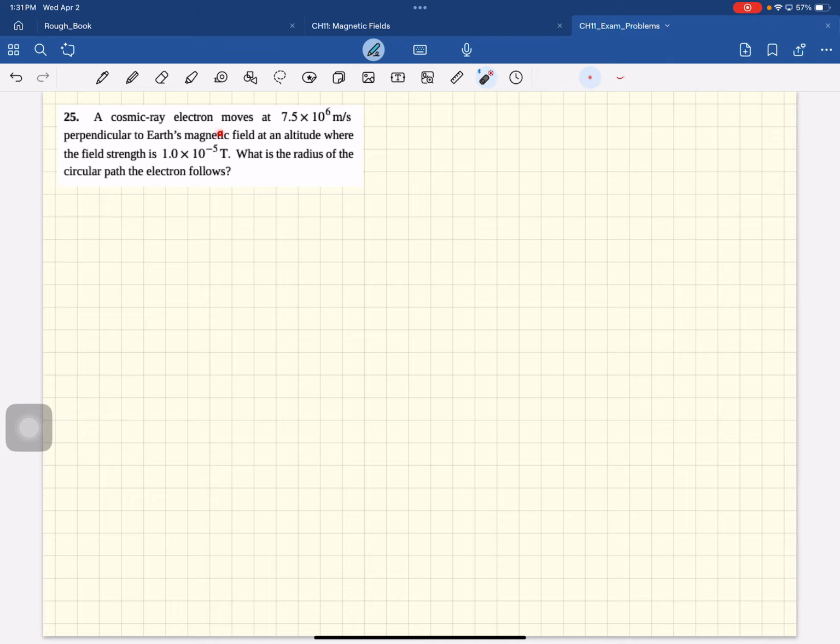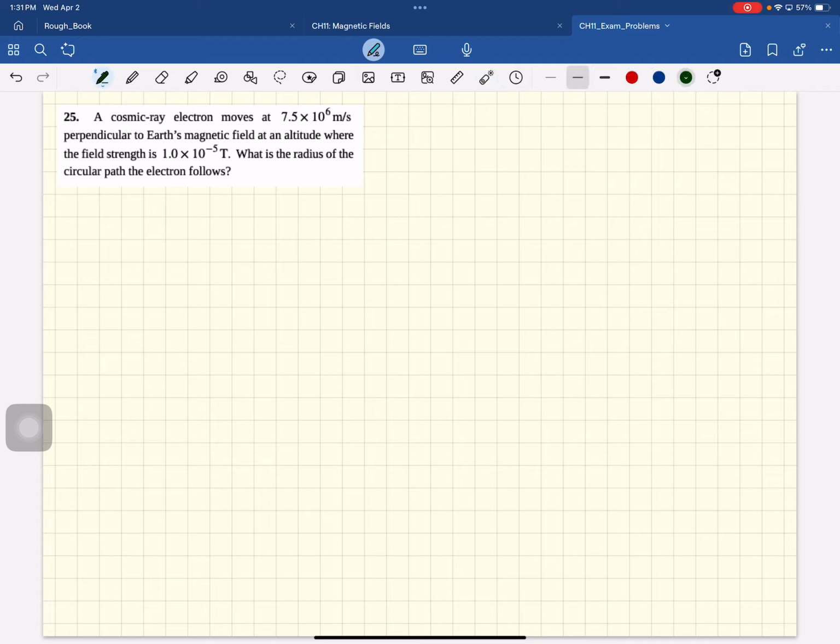Okay, a cosmic ray electron moves at 7.5 times 10 to the 6 meters per second, perpendicular to the Earth's magnetic field at an altitude where the field strength is a tenth of a Gauss. What is the radius of the circular path the electron follows?